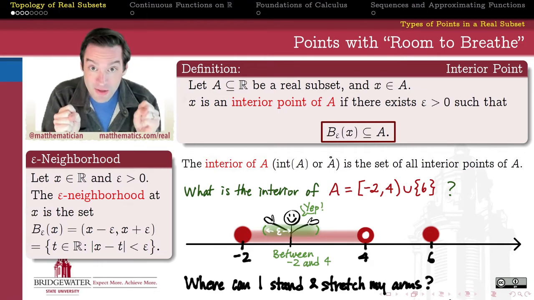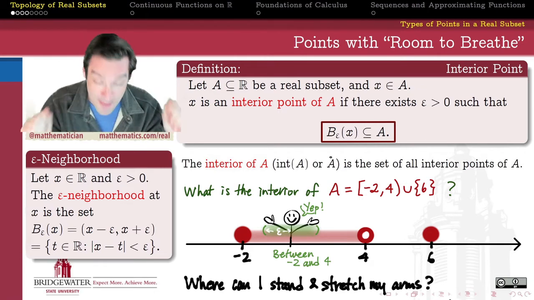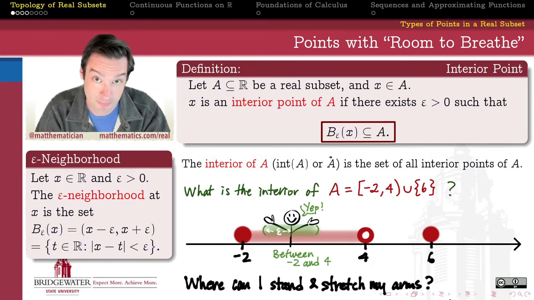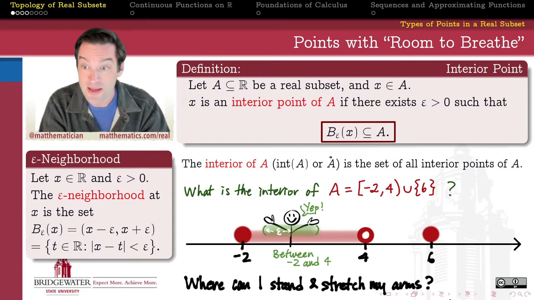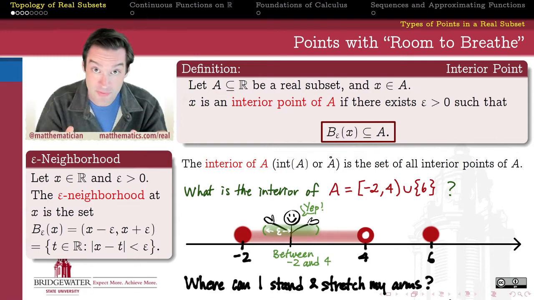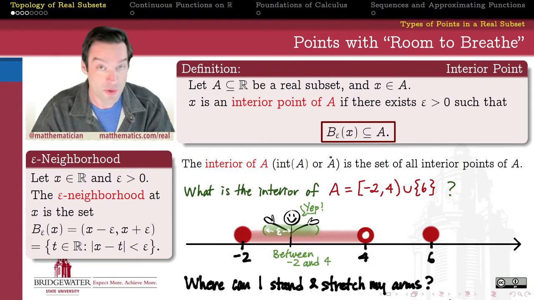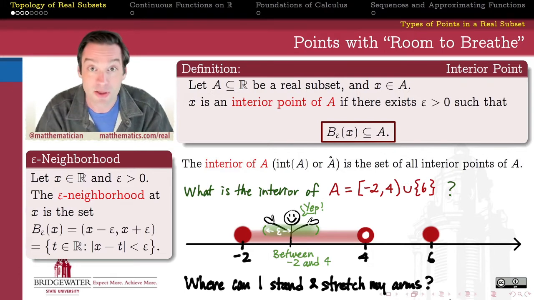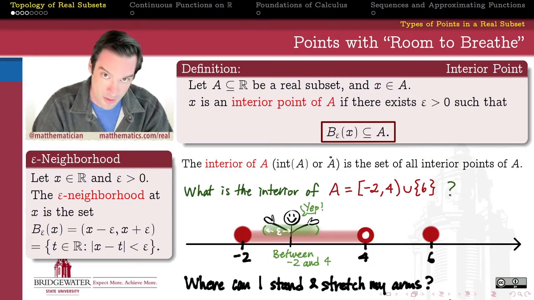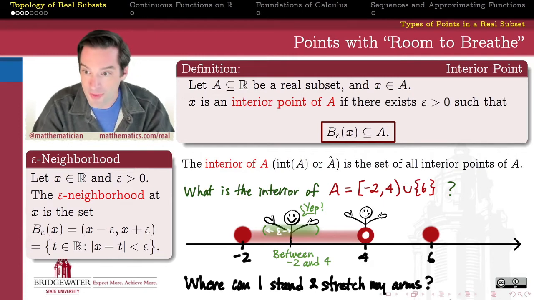There is some small little tiny radius that I can stretch out, and my epsilon neighborhood will be entirely contained within A. So if x is any point between -2 and +4, exclusive of the endpoints, then x is going to be one of the interior points of A. Those are going to be good. We want to include those points in our answer. So what haven't we covered? Well, what about the number 4?